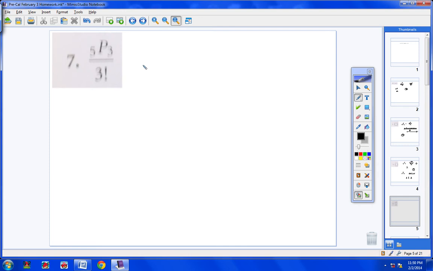Okay, moving on to number 7. This is kind of old school here. This is from about 1 or 2 lessons ago, we have a group of 5, and we want to know how many permutations of 3 we can get out of this group of 5.